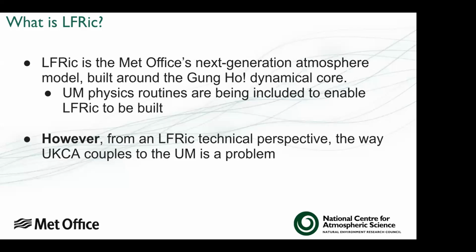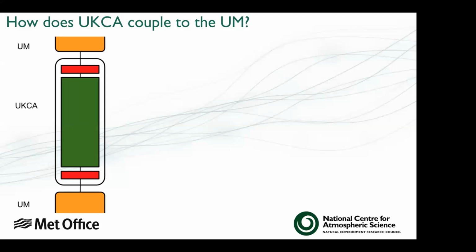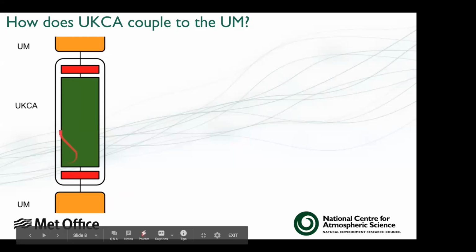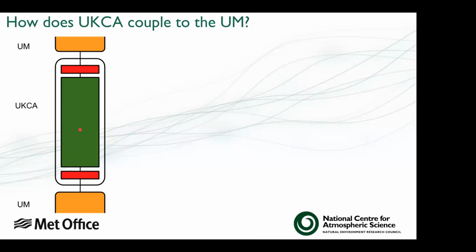And at the moment, from an LFRic technical perspective, the way UKCA is built and coupled into the model is a problem. And so this is this API that Adrian mentioned. So how does UKCA couple to the model? I didn't want to go into a lot of detail, but essentially for most people who use UKCA, this green box here is what you're used to dealing with. So if you're adding in chemical reactions or tweaking the aerosol or something like that, you're going to be playing around in this green box. You're adding in emissions, you're changing things. This green box is what happens.